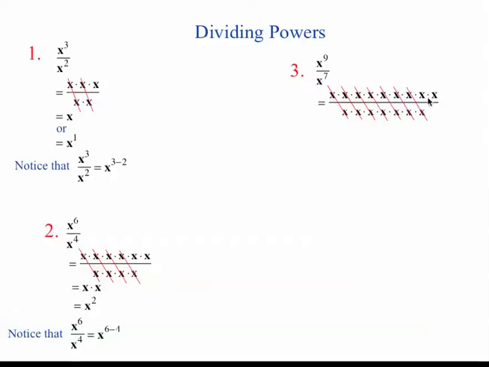Okay, so these 7 1s multiplying each other is 1. Okay, 1 times 1 is 1 times 1 is 1. Okay, so we have 1 times x times x, which is once again x squared. And notice that x to the 9 divided by x to the 7 is the same as x to the 9 minus 7.